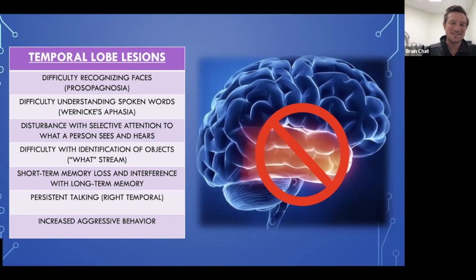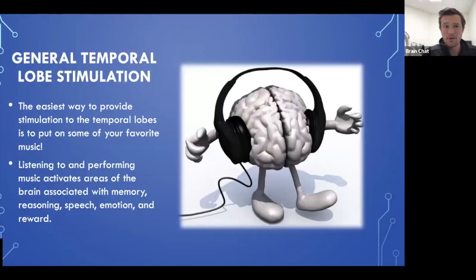But that's persistent talking. The research shows that's more on the right side than the left, as we do have changes and differences in the hemispheres. And then increased aggressive behavior if the temporal lobes aren't working as well as they should be, which is not good for anybody. So the easiest, simplest way to activate temporal lobes: slap on some headphones.